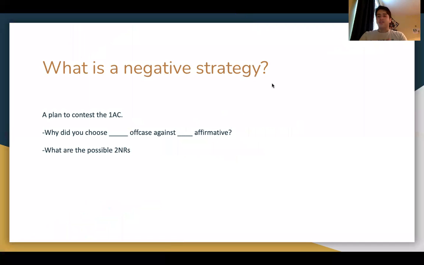So first, we have to understand exactly what a negative strategy is. And I like to call a negative strategy a plan to contest the 1AC. So many people think of this as just what you read in the 1NC, and that's certainly true. But often a better way to think about it is, what are the possible 2NRs? So a negative strategy is a collection of possible 2NRs. And when you understand your negative strategy, you can answer the question, why did you choose blank off case against blank affirmative? So hopefully that helps a little bit. And I think it's going to get elucidated as we talk about the specific strategies.